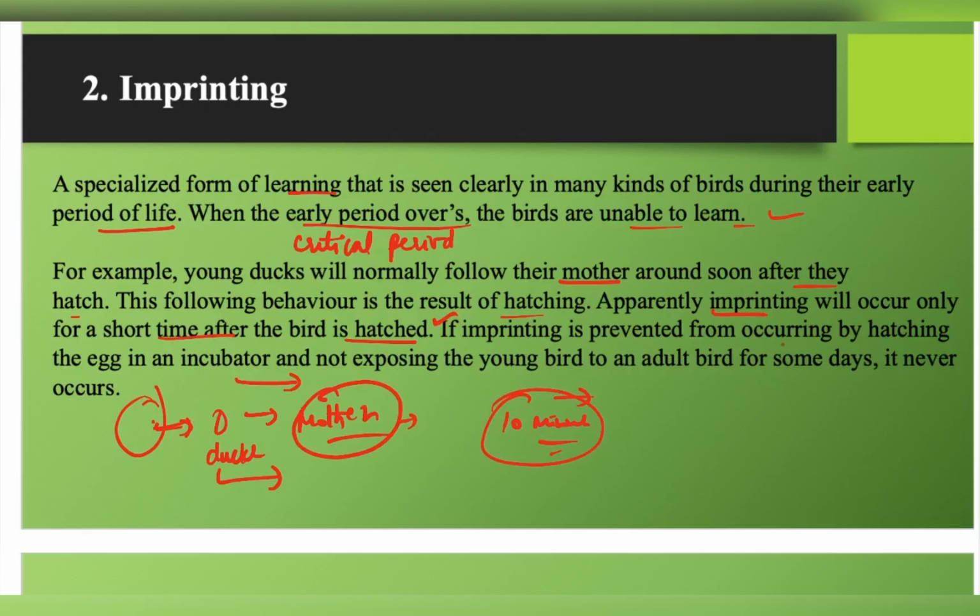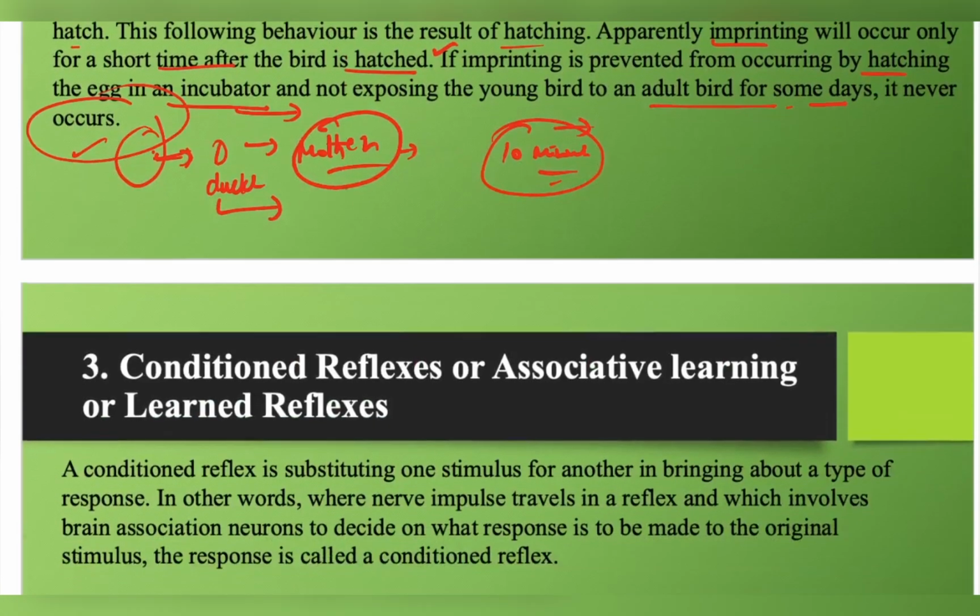So imprinting is prevented from occurring by hatching the egg in an incubator. You are not doing it in a natural environment, you are doing it in an incubator, and you are not exposing the young birds to an adult bird for some days, and it never occurs. So imprinting never occurs, right? It will never follow the older bird or the adult bird. So imprinting is associated with the critical period in which the particular pattern can develop.